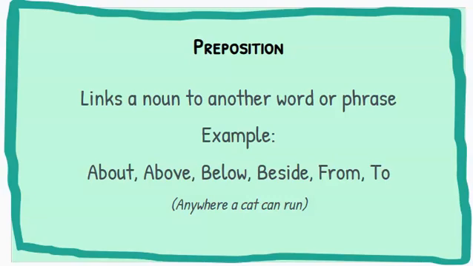With prepositions, I like to teach students that it's anywhere a cat can run. If they think about a cat running around, a cat can run atop something, it can run below, it can run beside, it can run to, toward, from. It's just a good little saying to help your student figure out where a cat can run, and then that's probably a preposition.